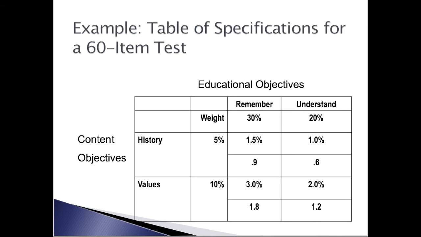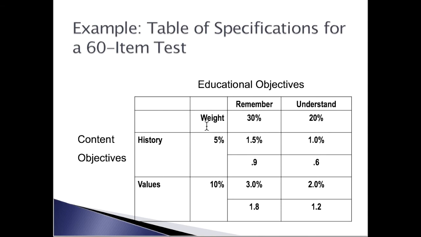So here's a very small example of a table of specifications for a 60-item test. This is just a small example, okay? For this test, you have your educational objectives, so our Bloom's taxonomy categories, remember and understand. And then you have your content objectives, so history and values. For your content objectives, you look at your unit plan and you decide how much time is spent in each section for your content objectives.